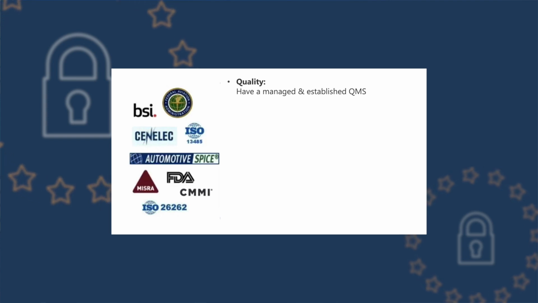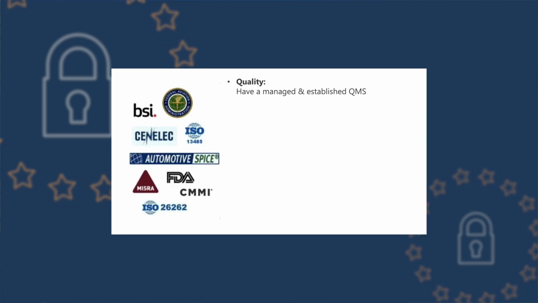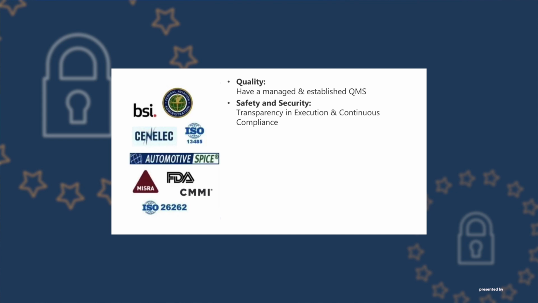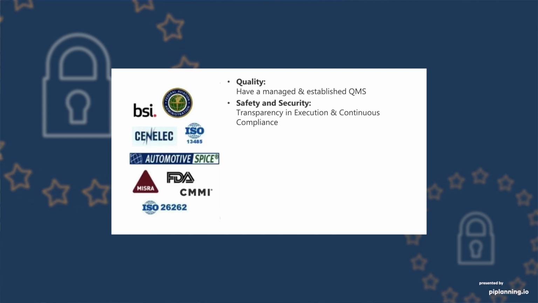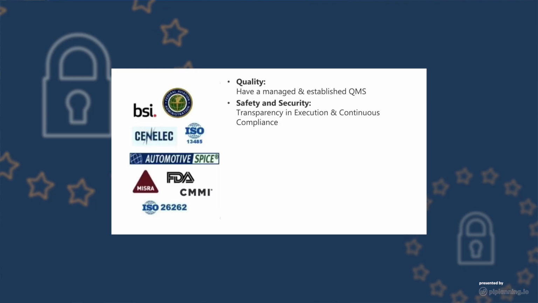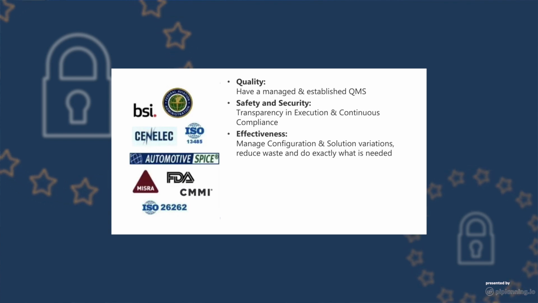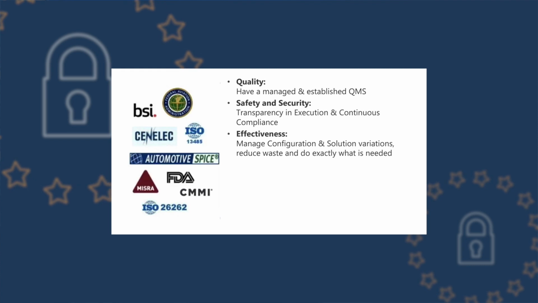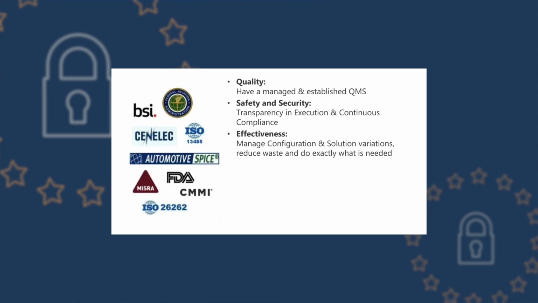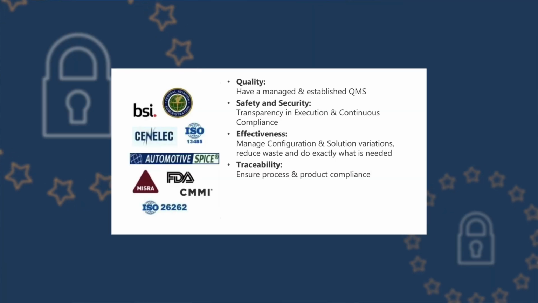If you go on a meta level, they want to see that you have somehow described how you want to work, and that description is known by all practitioners. They want you to have transparency in the execution and continuous compliance, and that you can prove that. They want you to have effective and tailored processes, that you don't have only one size fits all, and that each endeavor has its own variation of a defined process. They want to see that you can also ensure and prove that you have compliance for process and for the product.